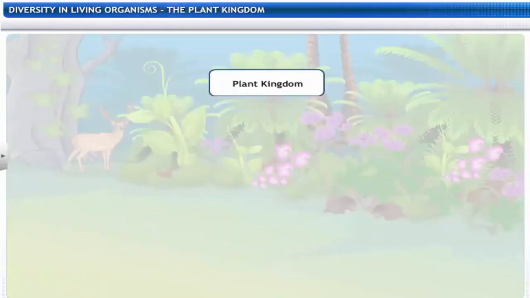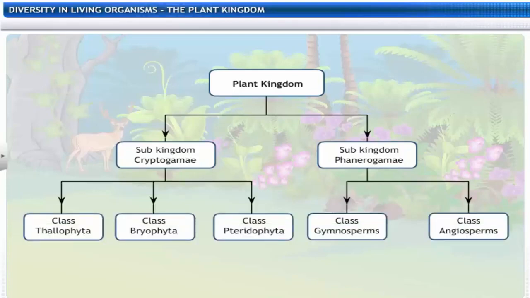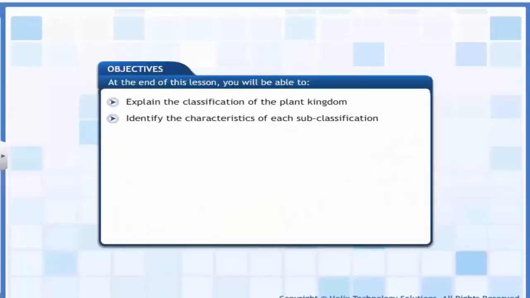Scientists and enthusiasts have always tried to organize this vast domain of information into a structured body of knowledge. It is an ongoing effort. In this lesson, you will learn about the classification of the plant kingdom. At the end of this lesson, you will be able to explain the classification of the plant kingdom and identify the characteristics of each subclassification.